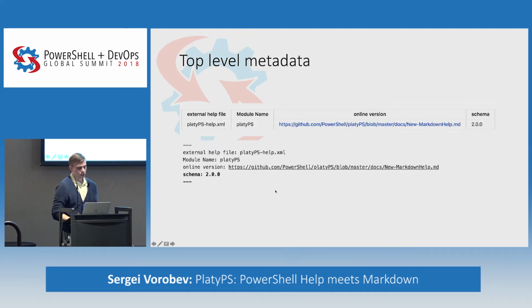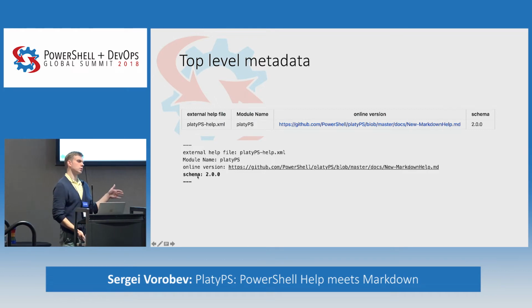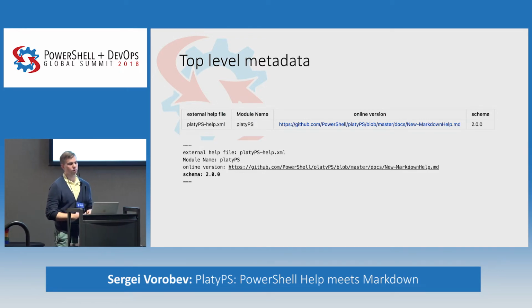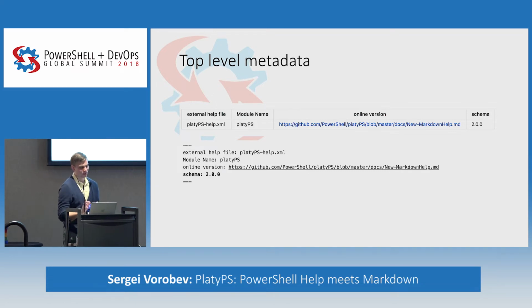Let's talk about this top-level metadata. Basically, in Markdown, there is a standard extension which allows you to put YAML, any arbitrary YAML file at the top for metadata purposes. We're kind of using a poor man's version of it. We just use key-value pairs. We don't support the full YAML, but that's enough for our goal.